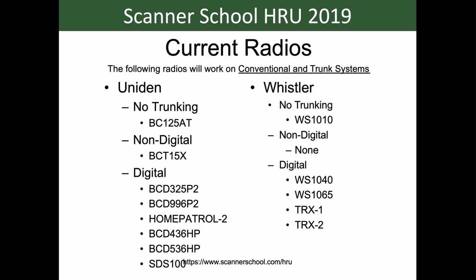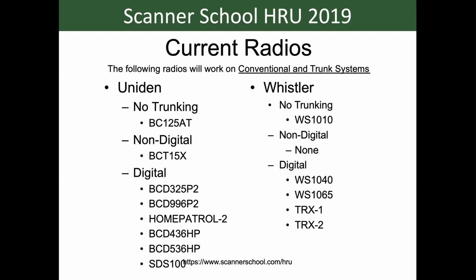As far as radios go for the area, the BC125AT is a nice, no trunking, analog-only radio made by Uniden. Nice small footprint, about $89. Alpha tags, PL code, DPL. Non-digital trunking, which will do the Motorola systems and EDACS and LTR, I would recommend the BCT15X.